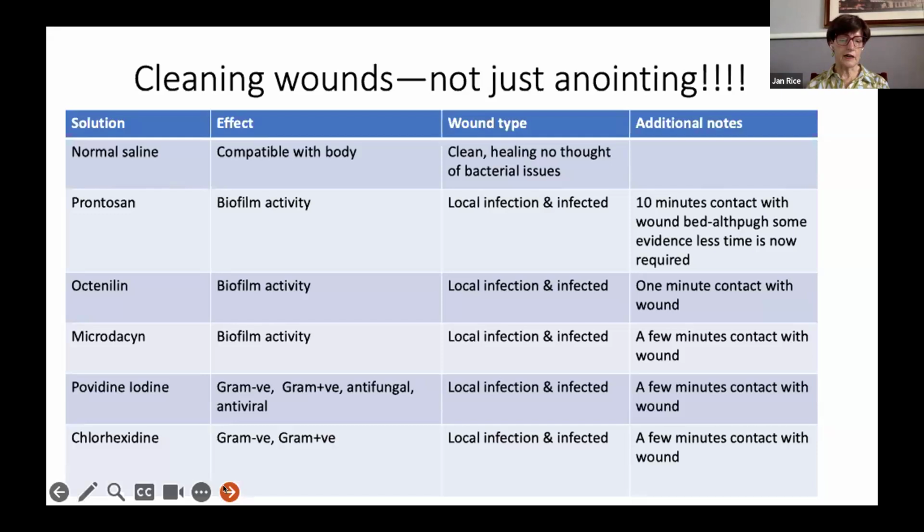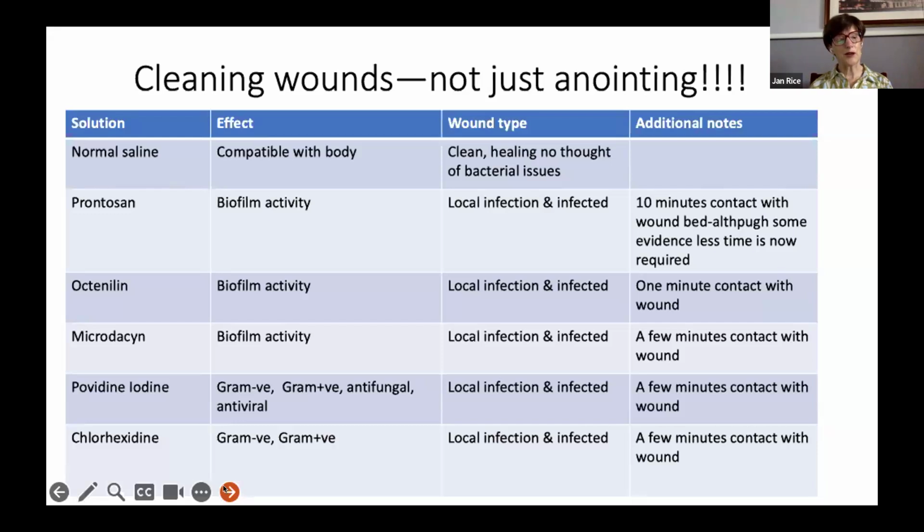And one of the reasons I like it is because we're finding that many of our wounds have fungi in them. And so it is antifungal. Some of the other products are not. They're just gram-negative and gram-positive activity. And of course, chlorhexidine. There are still people out there who love chlorhexidine.